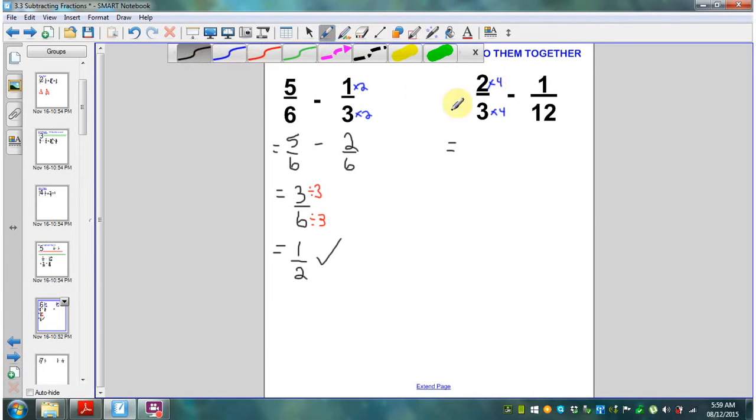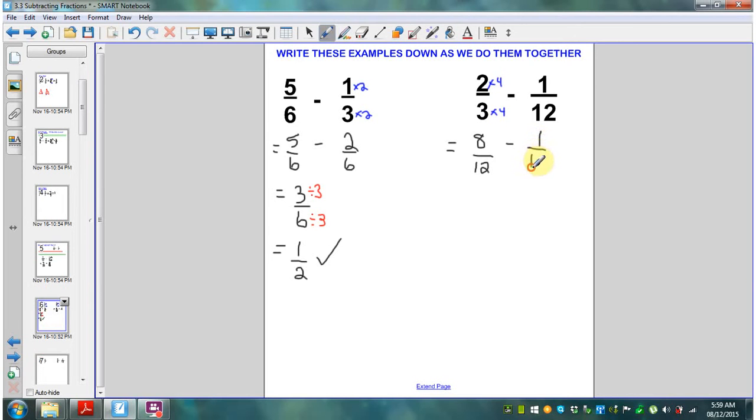So now what's our new fraction? 2 times 4 is 8. 3 times 4 is 12. Subtract 1 over 12. We have a common denominator, so we're ready to subtract. 8 minus 1 is 7. And we keep our denominator.